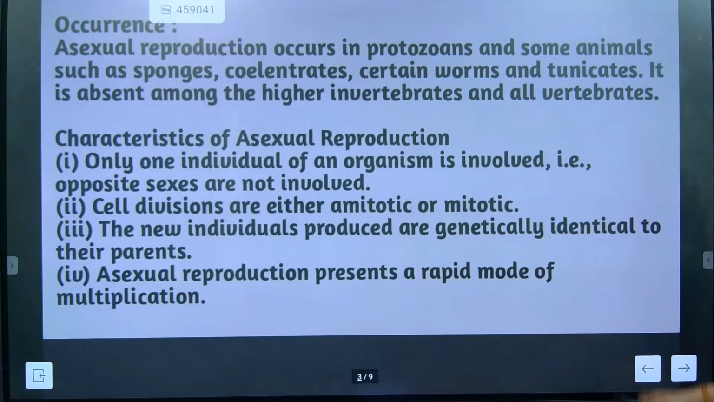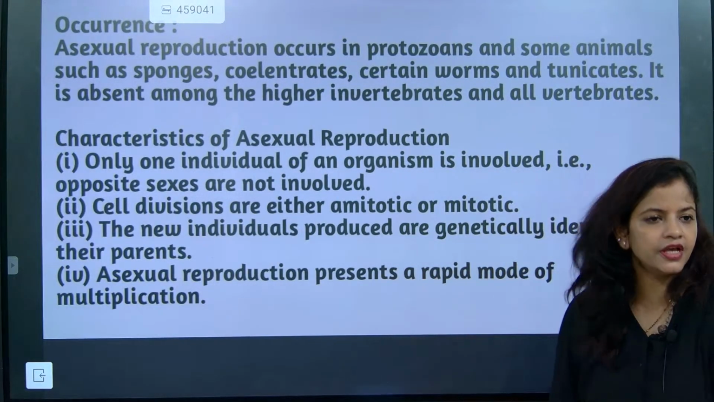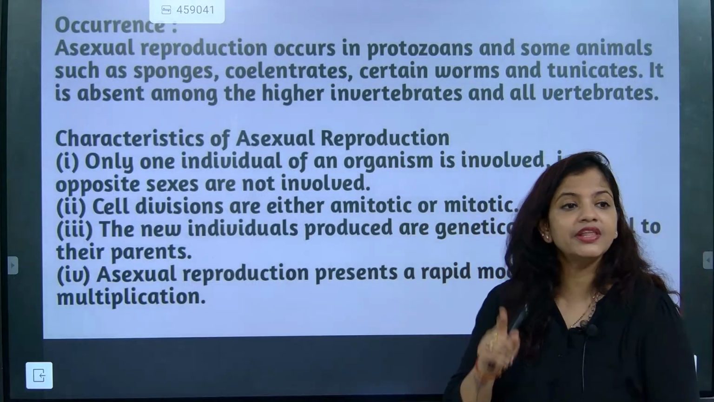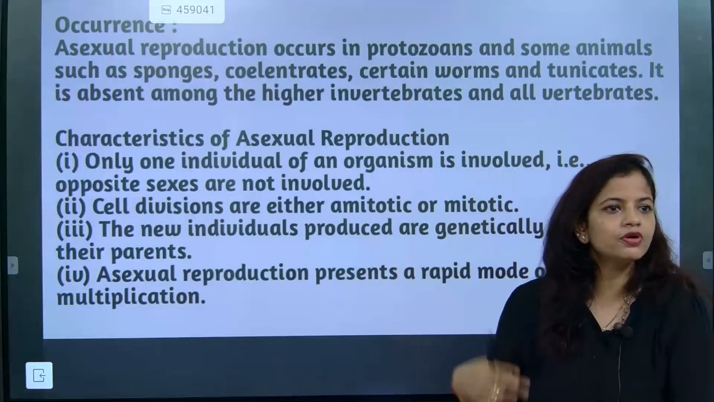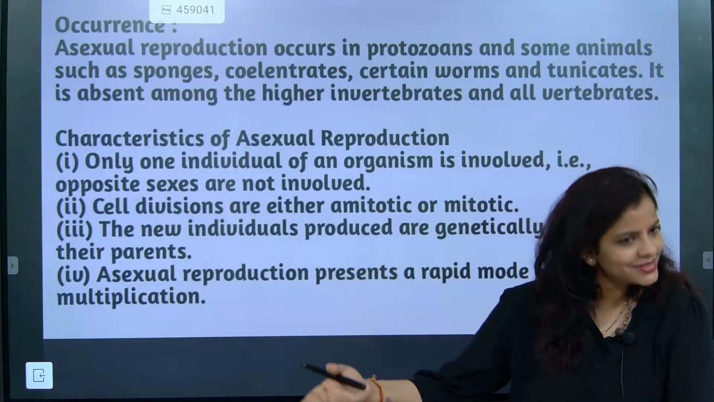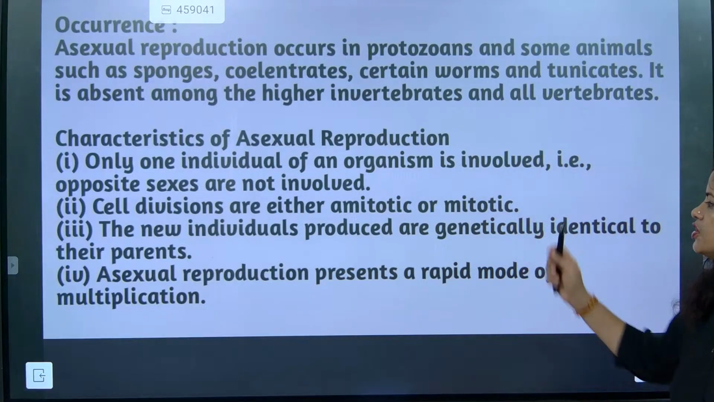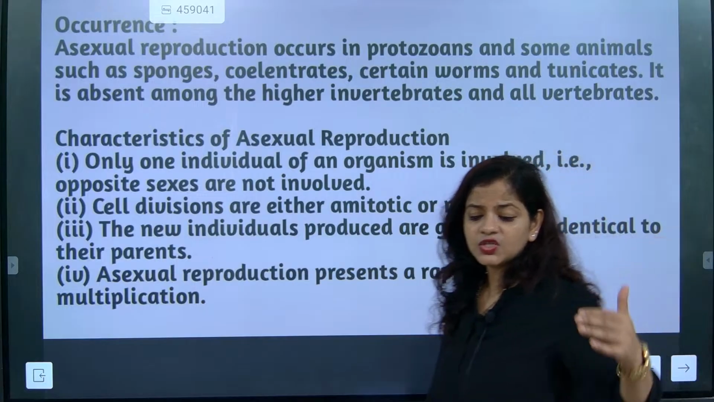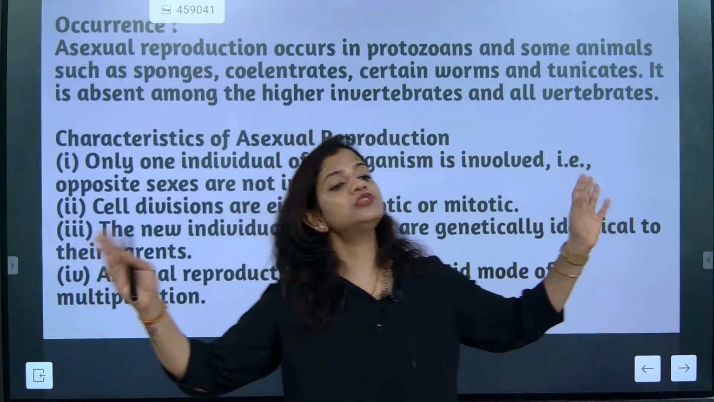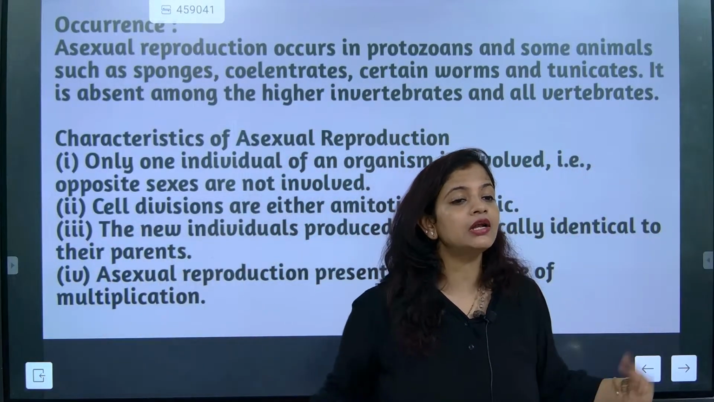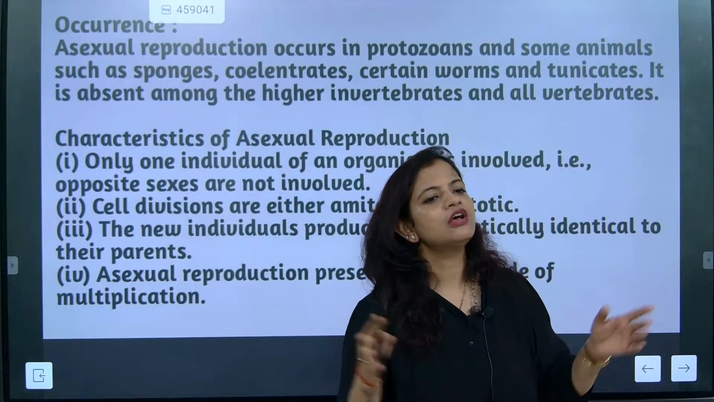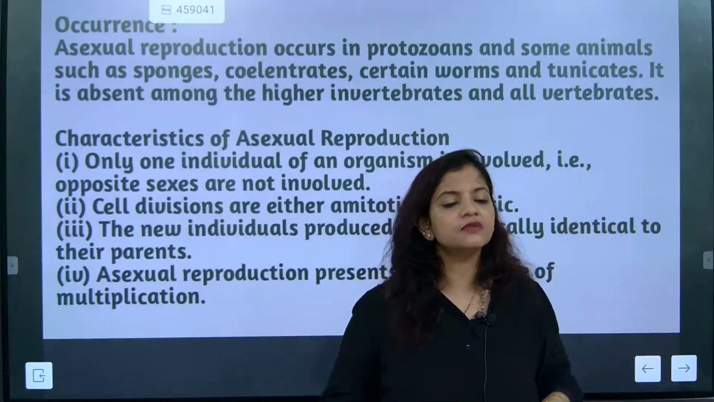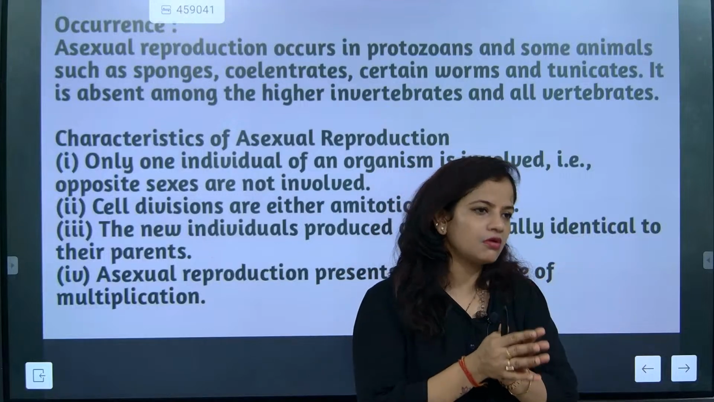The new individuals produced are genetically identical to their parents, that's the most important thing. And the word clone we have learned there only, correct? The word clone, because variations were very less there. Asexual reproduction presents a rapid mode of multiplication. The ones rapidly multiplying and growing have a very short lifespan, understood? But for multicellular organisms, rapid division is not there.